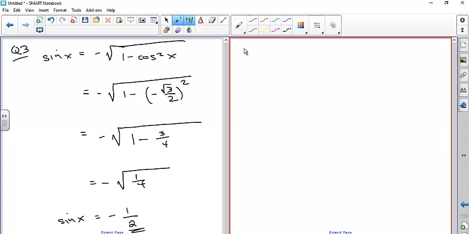And then finally, you can use the reciprocal identity. So the cosecant of x is equal to negative 2. So the reciprocal of 1/2 is 2 over 1. 1 over 2 is 2 over 1. So you get the cosecant. So those are all the 6 trig functions.